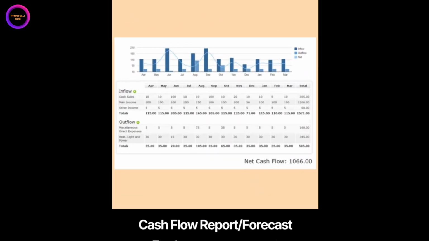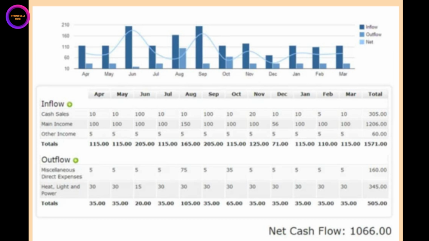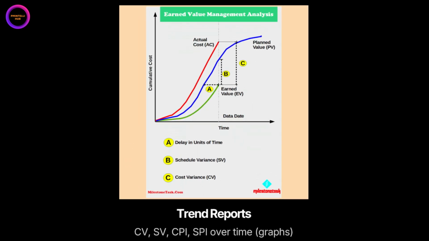Next is the cash flow report. This report tracks the movement of money into and out of the project over time. This is vital for ensuring you have enough cash on hand to pay your bills. Finally, there are trend reports.